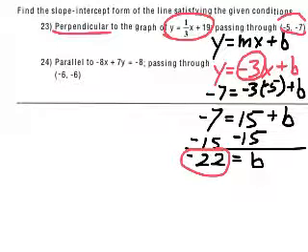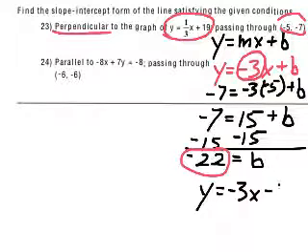We just put the two together. Our equation is y equals -3x minus 22. That's it. And then, of course, that point, -5, -7, will work in it, because obviously we found our b that way. And we've got the slope right because it's the negative reciprocal of our original one.